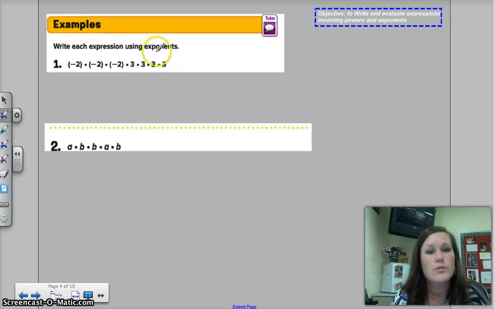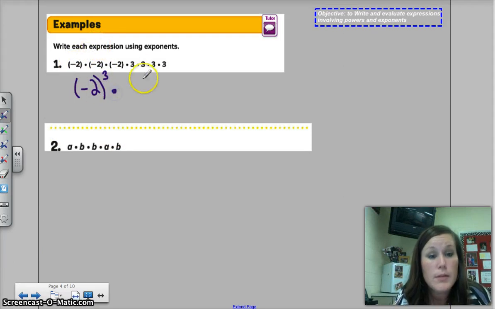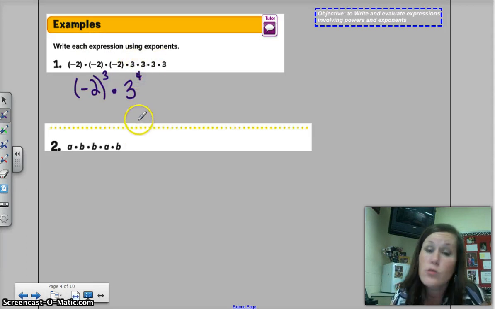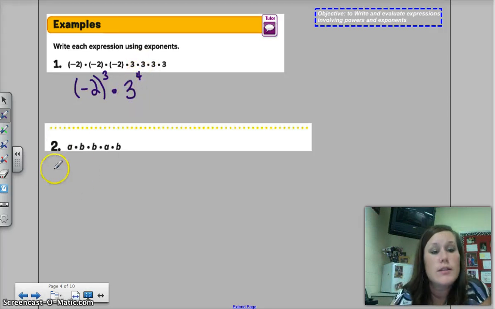Write each expression using exponents. I have -2 times -2 times -2 times 3 times 3 times 3 times 3. I'm going to put my -2 in parentheses as my base. It is a repeated factor. How many times did I have it repeated? 3 times. So 3 becomes my exponent. Multiplied by 3 as my base. How many times was it repeated? It was repeated 4 times. Now, don't get me wrong, guys, this is not 3 times 4. It's 3 times 3 times 3 times 3. 3, 4 times.